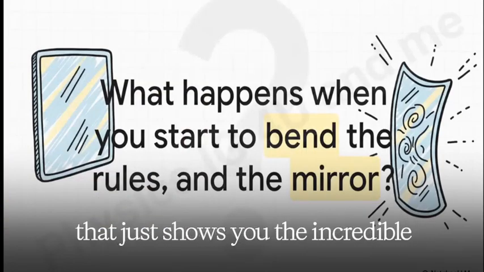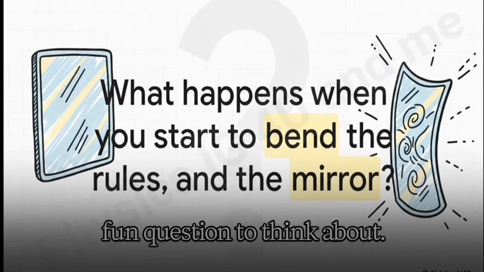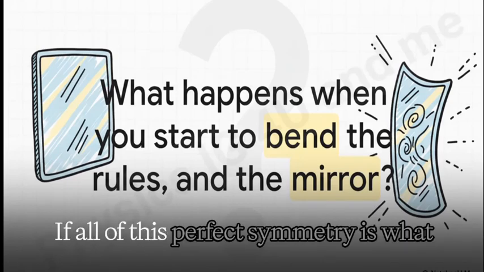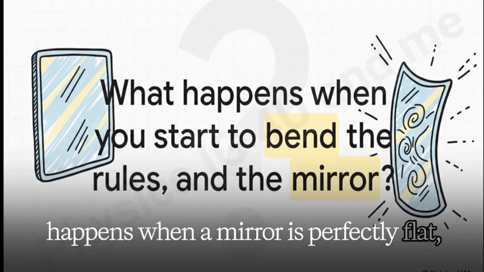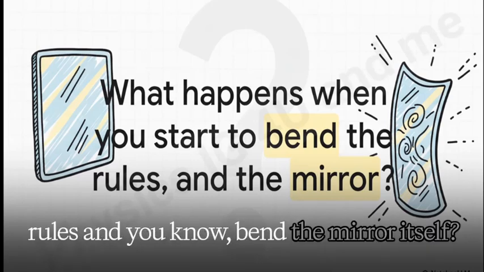And that just shows you the incredible power of a simple law of physics, right? But it also leaves us with a really fun question to think about. If all of this perfect symmetry is what happens when a mirror is perfectly flat, what happens when you start to bend the rules and bend the mirror itself?